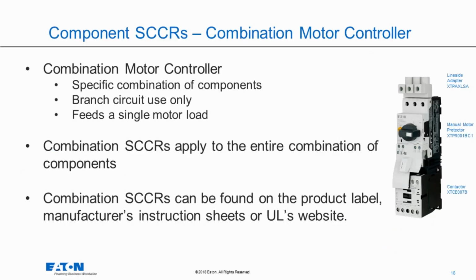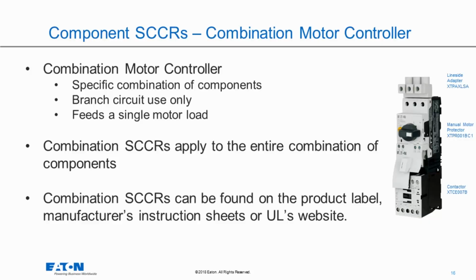The final type of component short circuit current rating is a combination motor controller rating. So a combination motor controller rating is a specific combination of components. Now, unlike a high fault rating, which was sort of generic, right? Any Class J fuse. This is a specific part number, so part number specific. It is for branch circuit use only, so you'll never see a combination motor controller in a feeder. It will only be in your branch, and it feeds a single motor load. So that is what's going to make a combination motor controller.